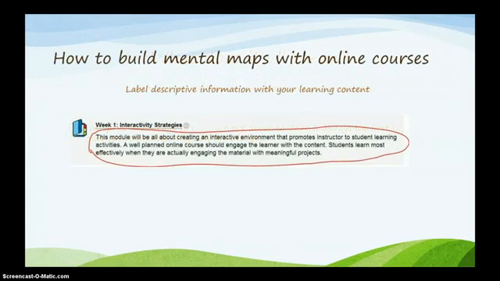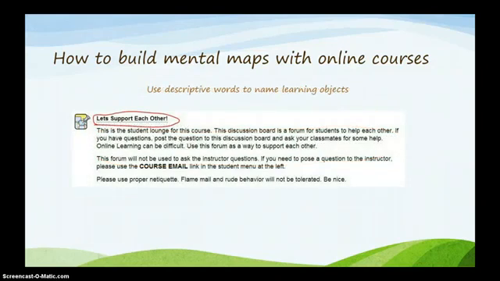So, how to build mental maps with online courses. First, label descriptive information with your learning content. You'll see on my week 1 interactive strategies I have a small paragraph that actually outlines what this week is about. So it gives a student a mental map about what they're going to be doing. Use descriptive words to name learning objects. You'll see in my student lounge folder, I have it called Let's Support Each Other. Just using the word support tells a student that this is a place to receive help from each other.